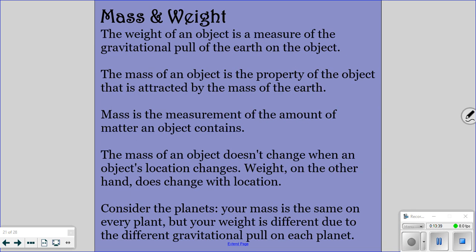If you look at your planets, like I was saying, your mass is the same on every single planet, but your weight is different due to the different gravitational pulls. So mass stays the same, weight does not stay the same.